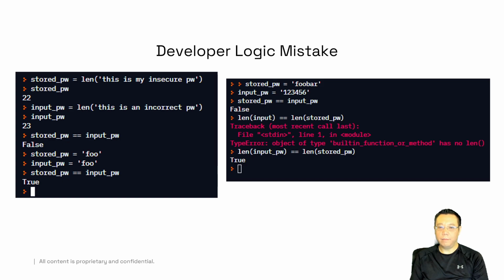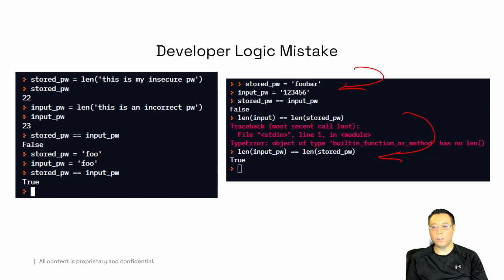So let's look at this again. Why is this a developer mistake? Well, here's our example to the right. If I take foobar 1, 2, 3, 4, 5, 6, still false because it's not the same exact character. However, if I take the length of both, because they're the same exact length, that's true. It's a logical conditional mistake. And that's something you need to catch yourself on. Always make sure you run through your code and understand what you're creating before you actually deploy it anywhere else in production.